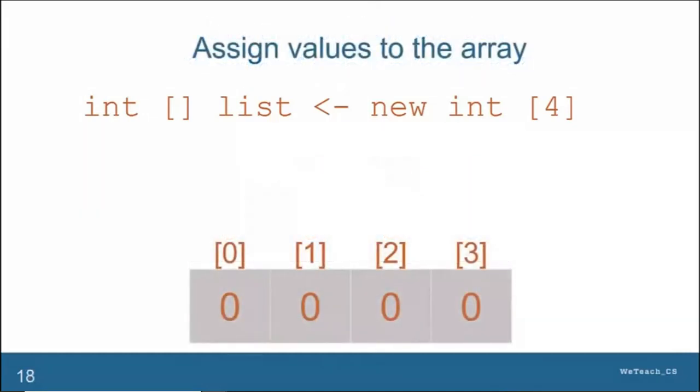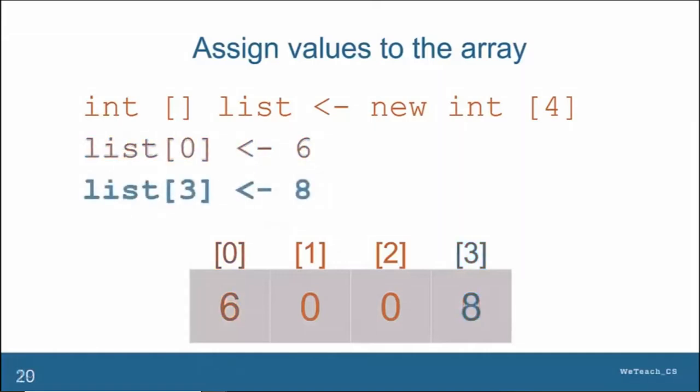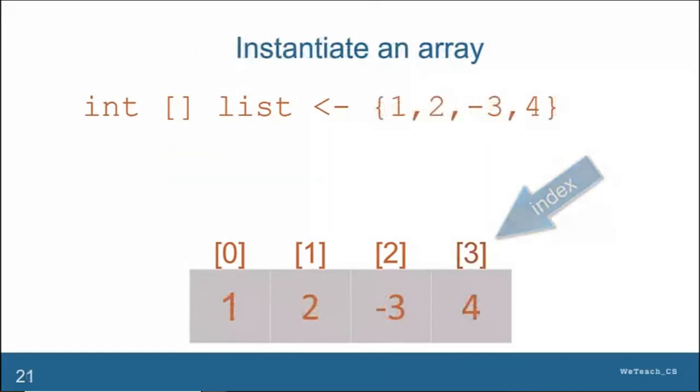To assign a value to a place in an array, you name the array and use the square brackets with the value inside to indicate which position you want to access, and then use an assignment statement to make the change. The value in brackets is called the index. Often, you know from the start what elements you want in an array, and what you see here is a way to instantiate an array, which just means to declare it and to give it beginning values all in one step.